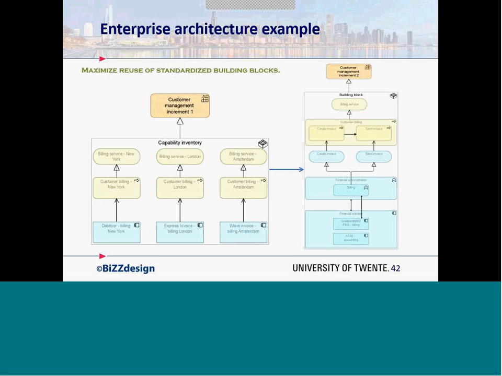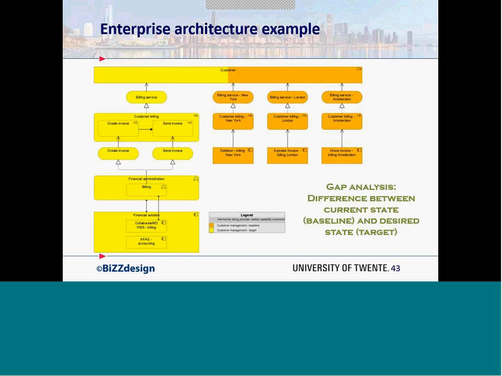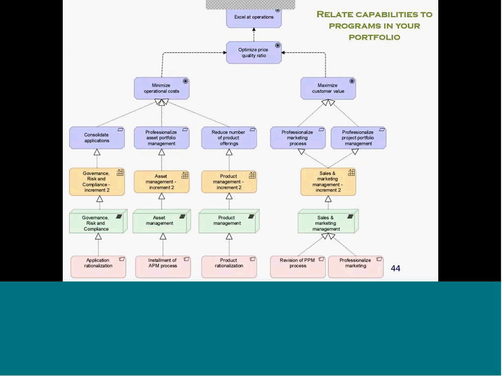So different from the grouping, which is basically only visual, this really has a meaning, saying that all those elements are required for something, in this case for realizing a capability increment. Here you can see basically the old way of working, the gap analysis between the current state, which you can see in orange, and the future desired state, which you can see in yellow. Here is how you can relate the capabilities to programs, basically.